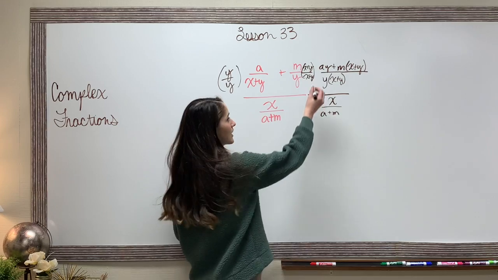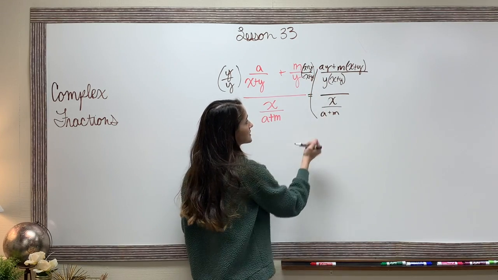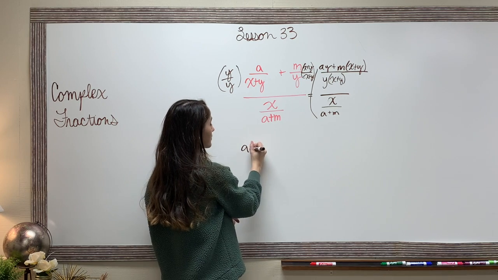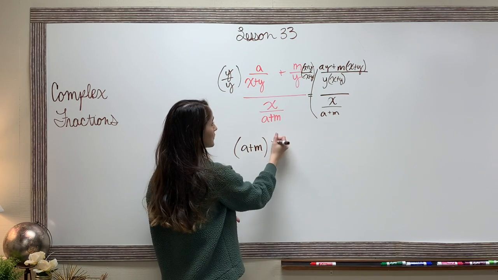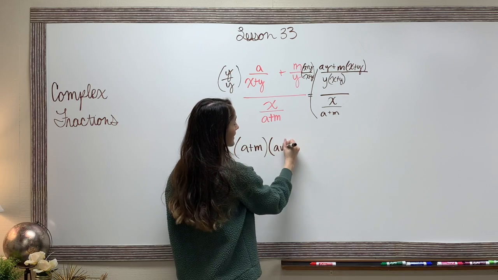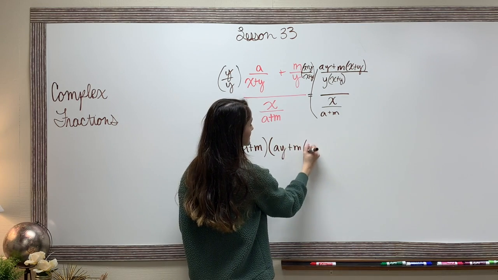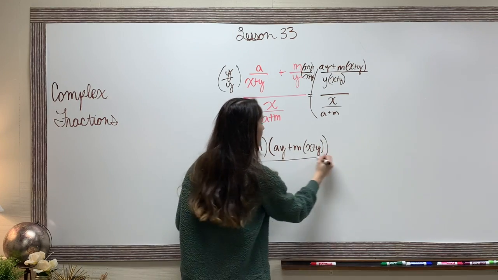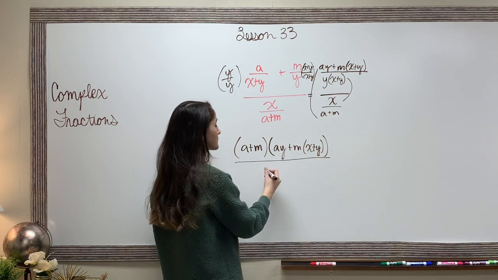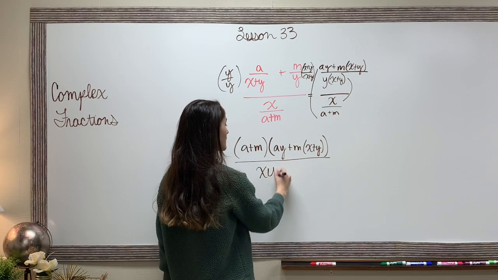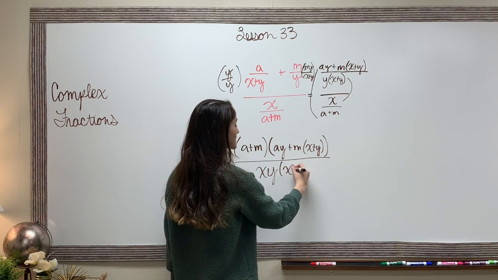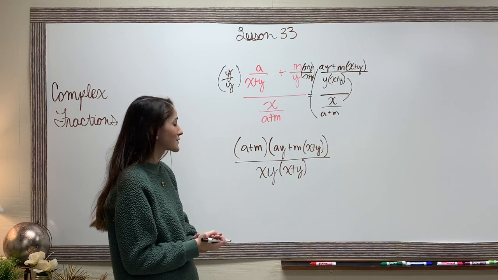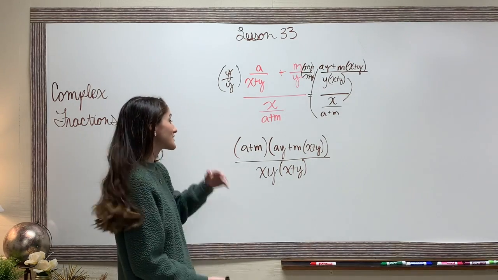Now I can multiply my complex fraction, and I do outside times outside. So we have a plus m multiplied by ay plus m times x plus y over, and then our insides. So xy times x plus y. And the last step is we want to see if we can reduce anything, but we can't. So this is it, we're done.